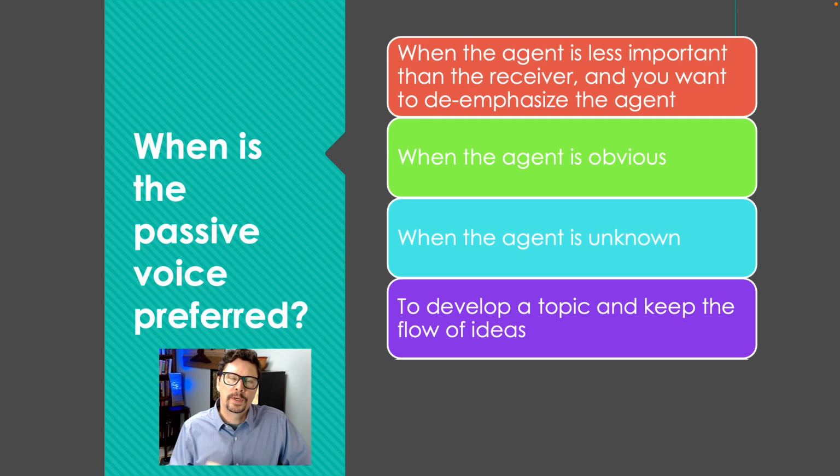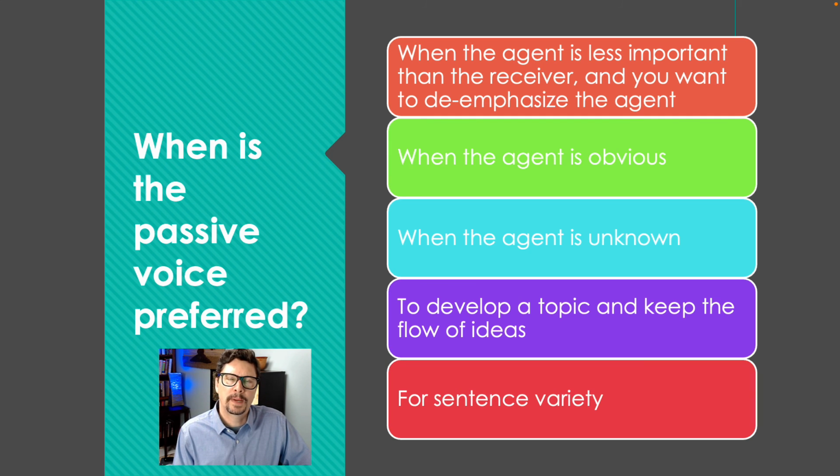And the fifth reason you might want to use the passive voice is to have some variety in your paragraphs. So let's say you are using the active voice and you're saying, we did this, we observed that, we found that. It gets kind of monotonous to the reader. And so you might want to throw a passive sentence in there to put the emphasis back on the materials or on the results and break up that monotony.